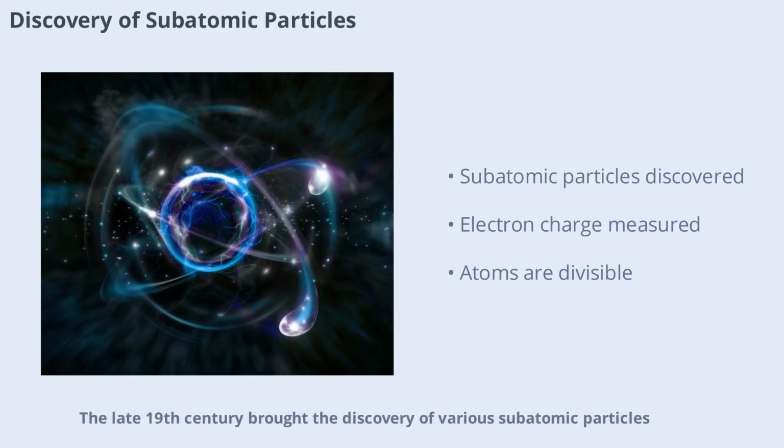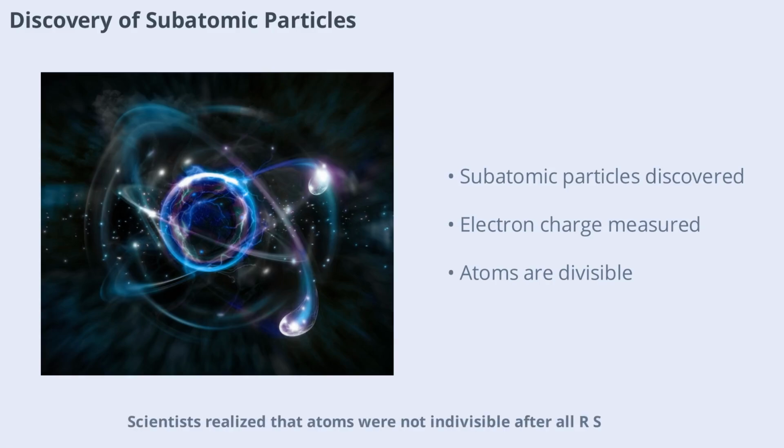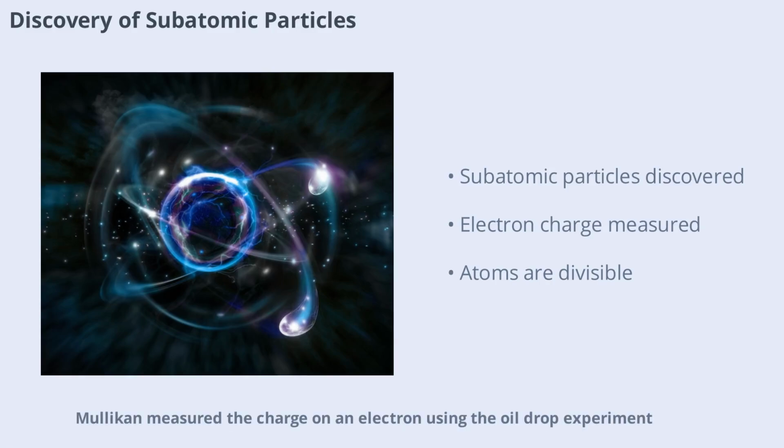The late 19th century brought the discovery of various subatomic particles, such as protons, electrons, and neutrons. Scientists realized that atoms were not indivisible after all. R.S. Millikan measured the charge on an electron using the oil-drop experiment, finding it to be 1.602 × 10^-19 C. Out of all the particles discovered, electrons, protons, and neutrons are considered fundamental subatomic particles. This discovery marked a significant shift in our understanding of atomic structure.